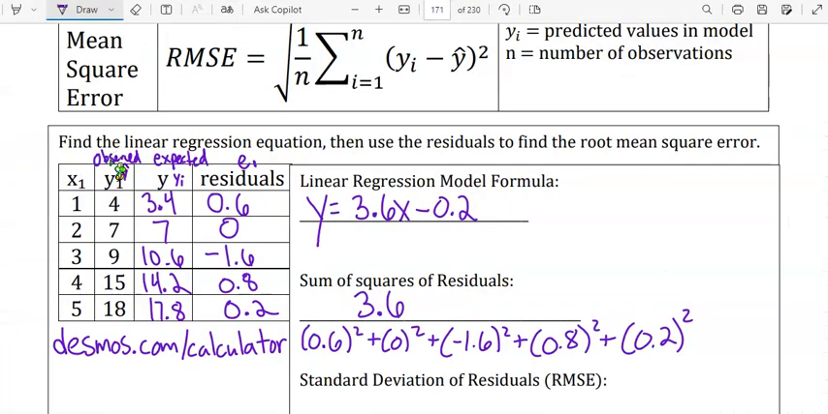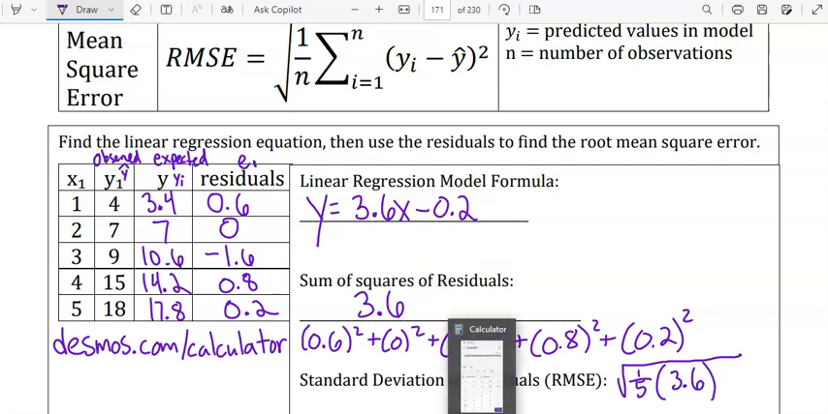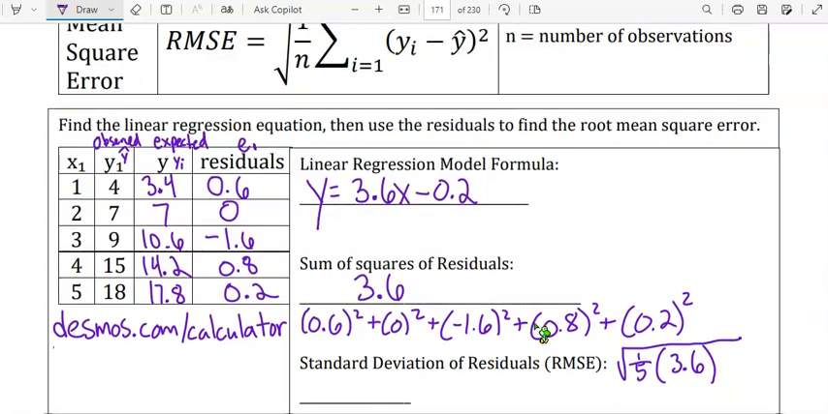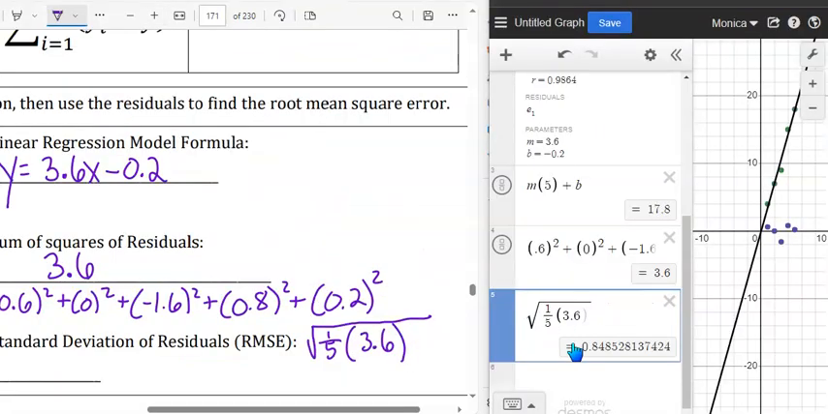Alright, now to find the RMSE, we will find the standard deviation of the residuals. We'll have 1 over n, which is the number of values, 1, 2, 3, 4, 5, times the sum of squares of the residuals, which was 3.6. And then we'll put that into the calculator. We get about 0.849.